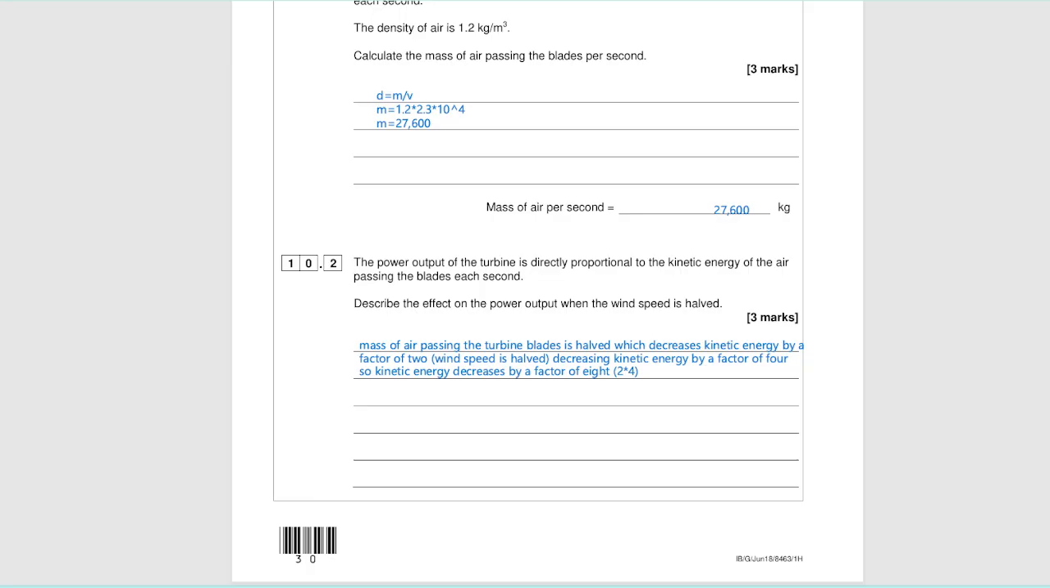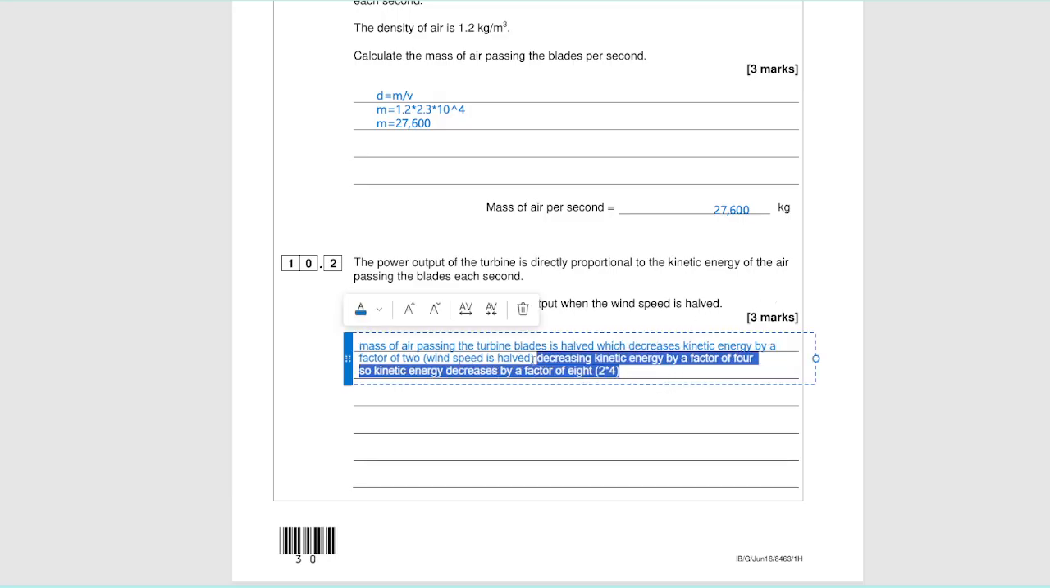27,600. And then the power output of the blade is directly proportional to the kinetic energy of the air passing the blade each second. Describe the effect on the power output when the wind speed is halved. Now the more obvious part, I've written the more obvious part at the end. If the wind speed is halved, kinetic energy is decreased by a factor of 4, since kinetic energy equals 1 over 2 mv squared.